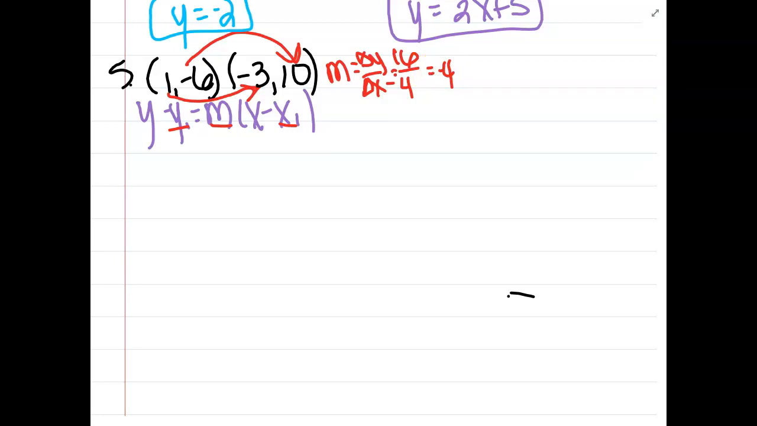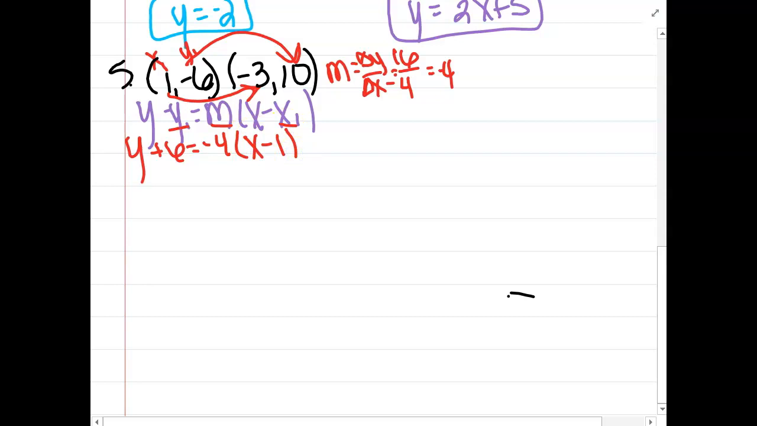Now, once you find the slope, this is the exact same thing as the last one. What you get to do is choose which one of these points you want to plug in for x1 and y1. For this one, I might choose the first point just because the numbers are a little bit smaller, but you would get the exact same answer if you chose the second point. So I'm going to use 1 for x1 and negative 6 for y1. So we're going to do y minus a negative 6, which turns into a plus 6, equals my m, which we just found is negative 4, times x minus an x1, which is 1.